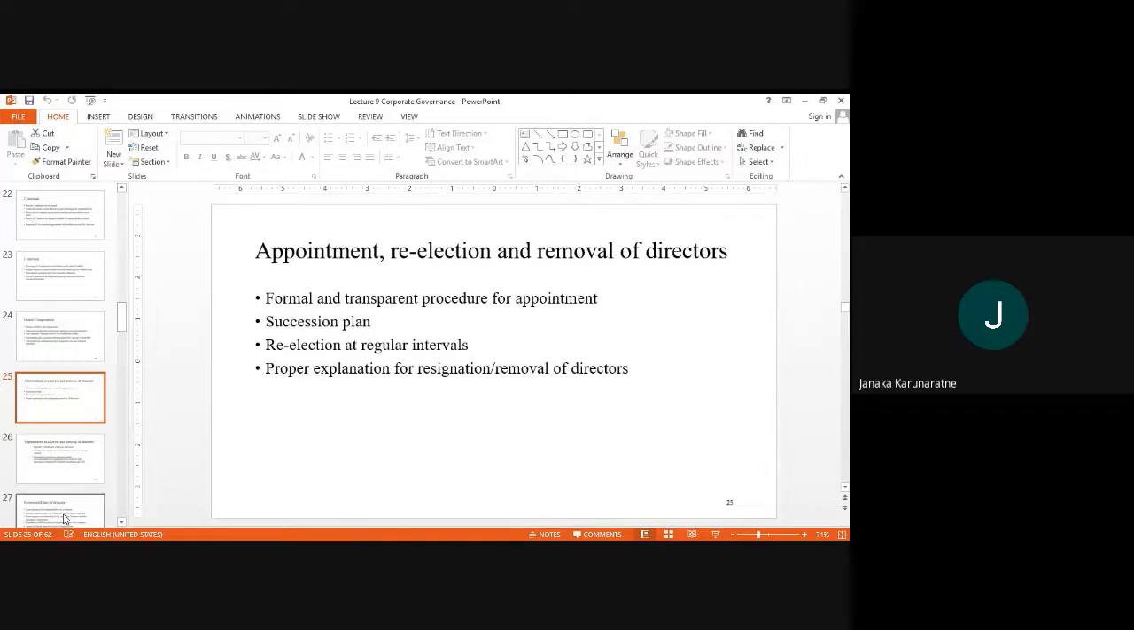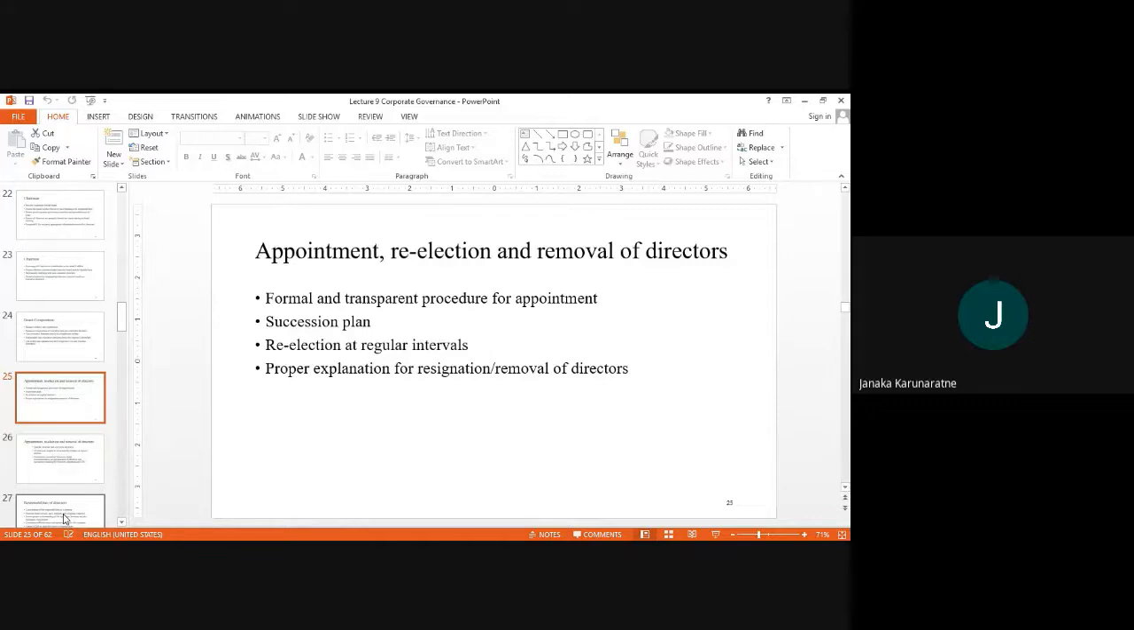Appointment, re-election and removal of directors. Formal and transparent procedure for appointment. So always when it comes to the appointments, re-election or removal, there should be a formal and transparent procedure for appointment. Succession. Whenever a director leaves, there should be a succession, so that the operational flows are not affected.